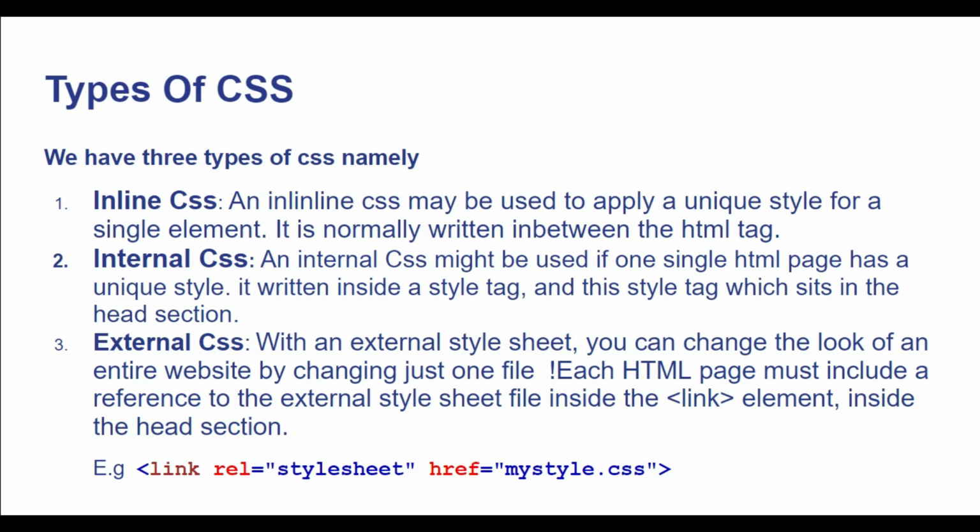We have three main ways we write CSS: inline, internal, and external. Inline CSS may be used to apply a unique style for a single element, and it's normally written inside the HTML tag. Whereas internal CSS might be used if one single HTML page has a unique style. It's written inside a style tag.